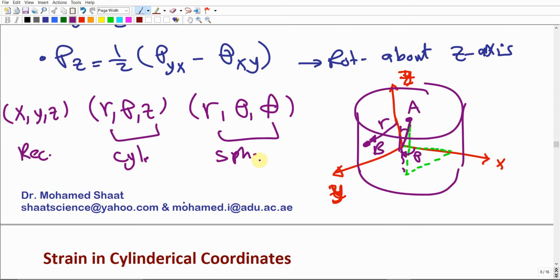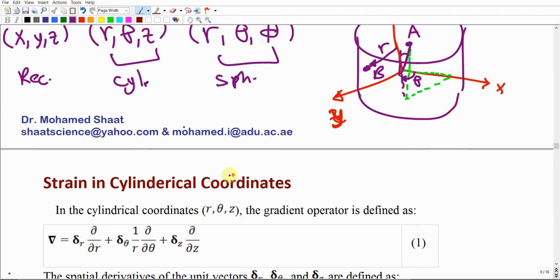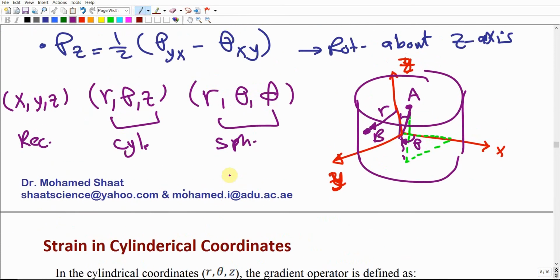I won't give you these things because it's going to take time, and we already have a problem with this, like we're already running out of time for this part. But anyway, if you are interested, I can give you some material, and I can even explain how we can convert from rectangular to cylindrical coordinates or rectangular to spherical coordinates.